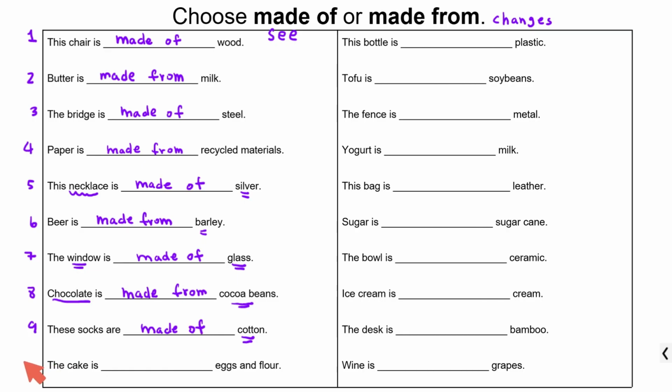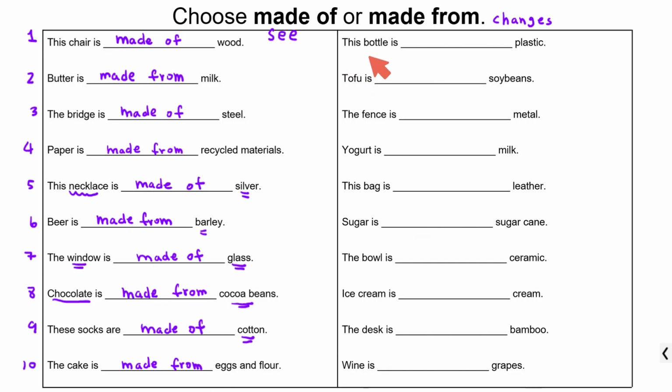Alright, let's move on to number 10. The cake is eggs and flour. Well, we cannot see the eggs, we cannot see the flour, it changed, so we say the cake is made from eggs and flour. So made from should be your answer.